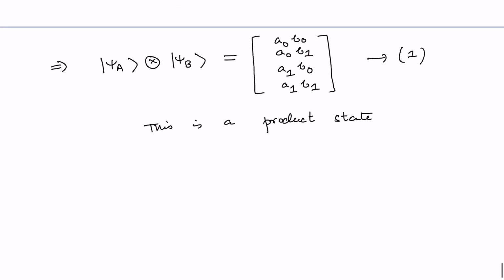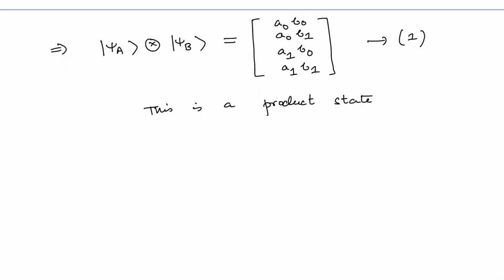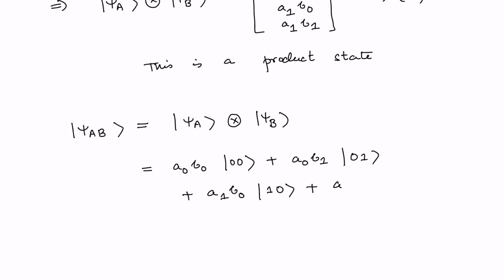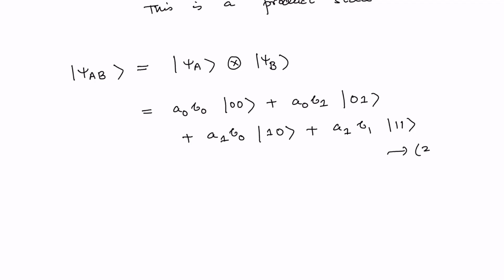In the state vector notation, this product state can be written in the compact notation as |ψAB⟩, which is the direct product of |ψA⟩ and |ψB⟩. If I fully write it, I will get A0B0|00⟩ plus A0B1|01⟩ plus A1B0|10⟩ and A1B1|11⟩. Let's say this is my equation number 2.